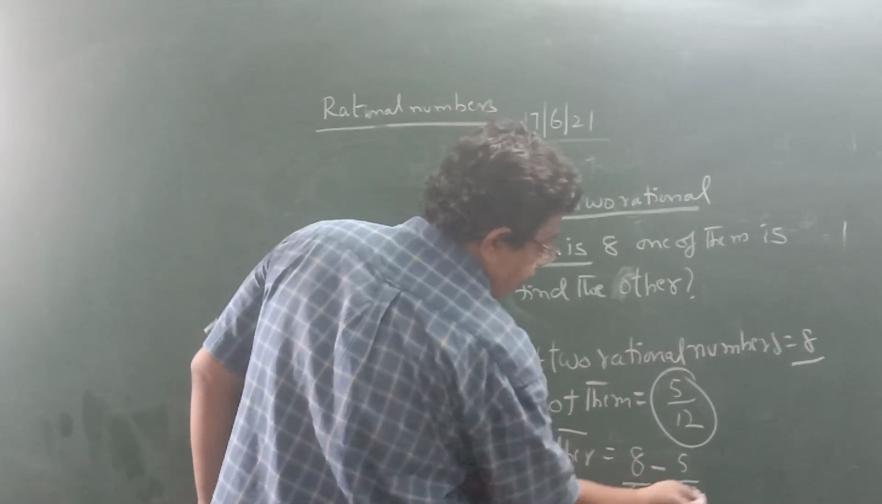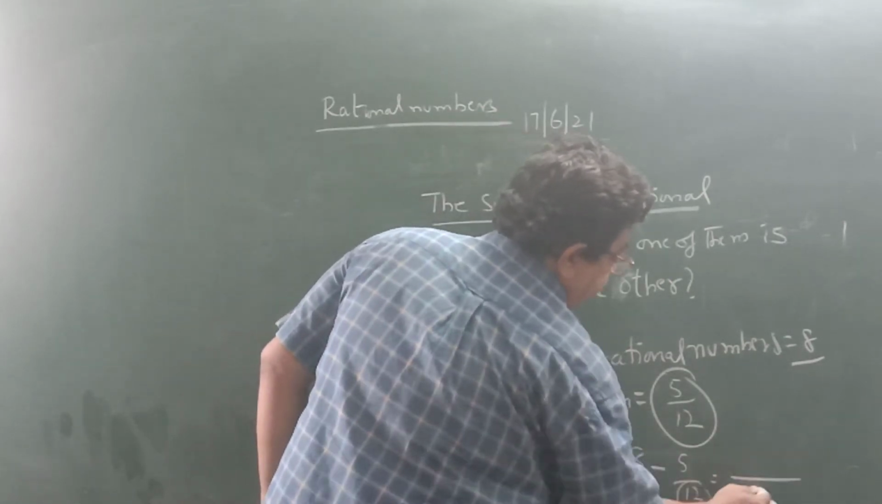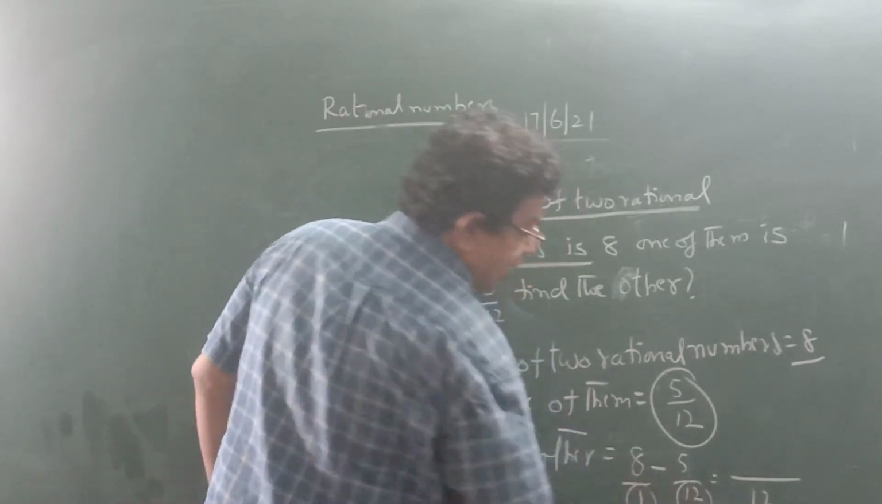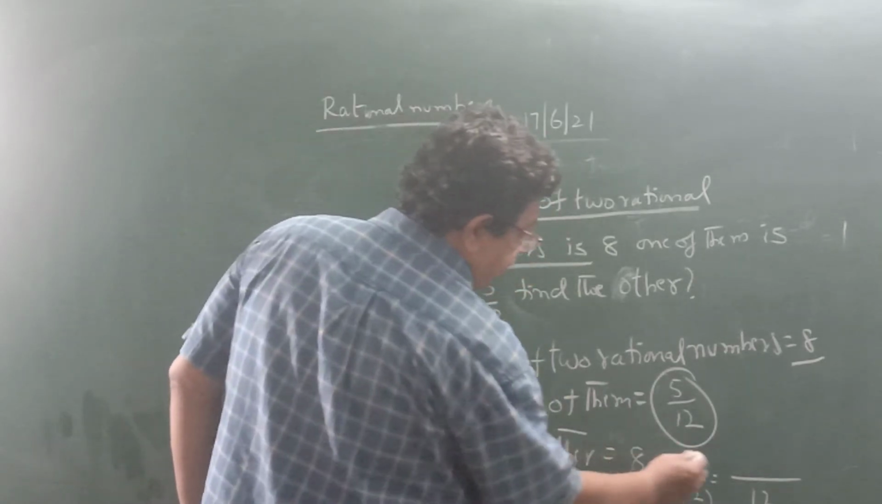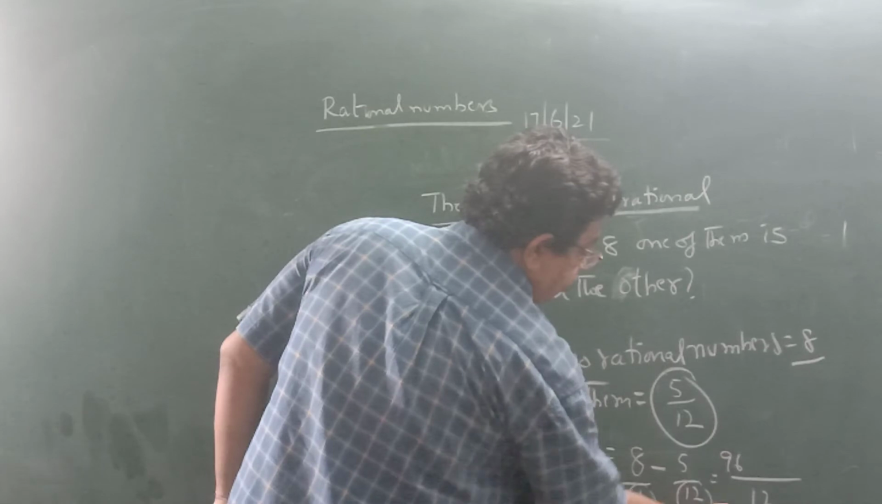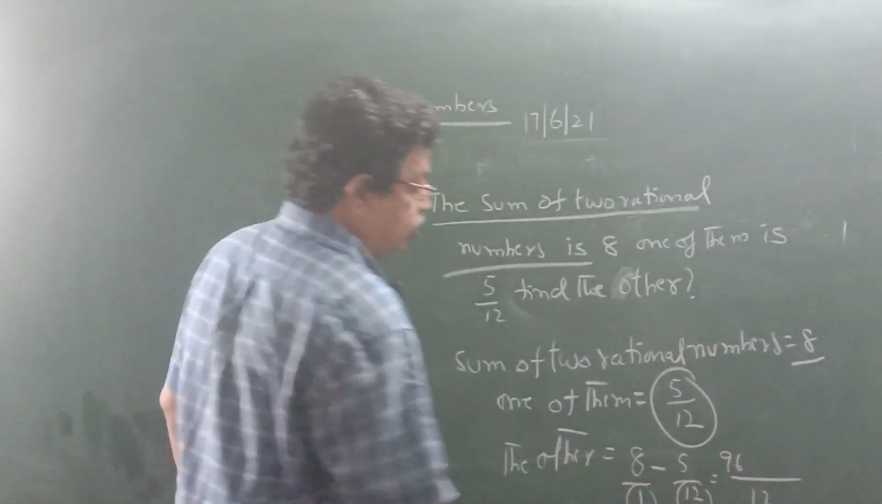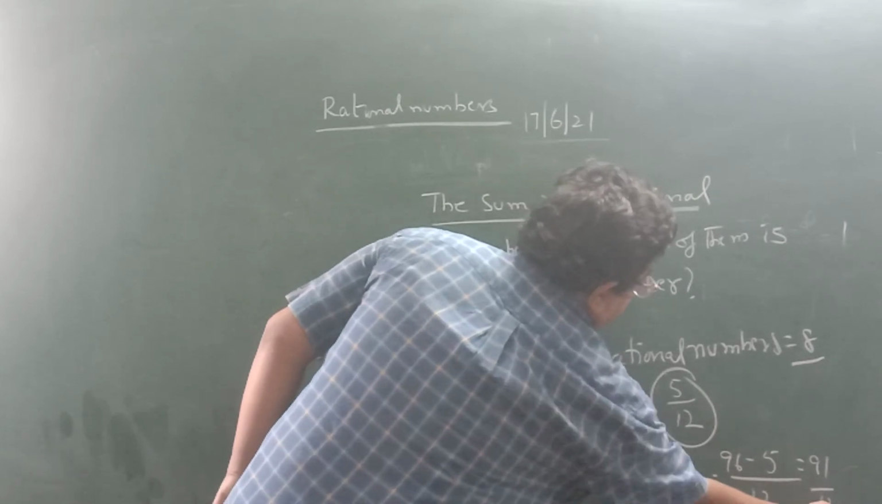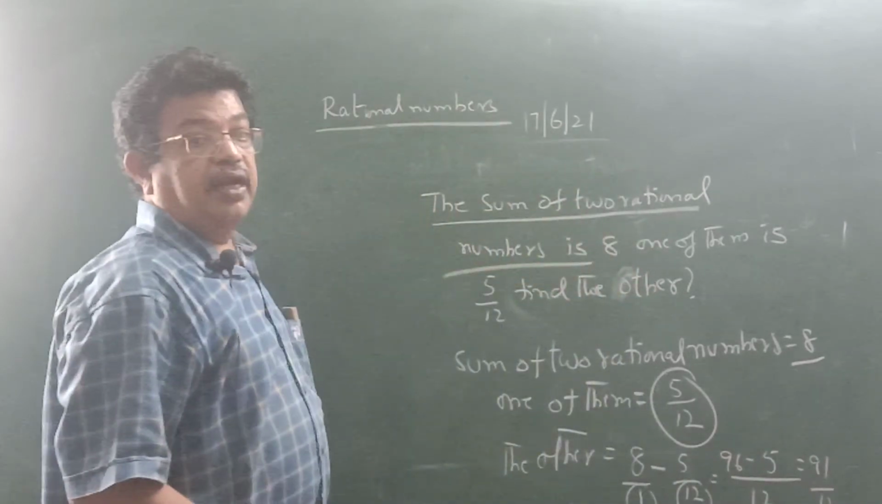Now for 1 and 12 you want to take the LCM. What is the LCM of 1 and 12? It is 12. 1 goes 12 how many times? 12 times. 12 into 8, 96. 12 goes 12 how many times? 1 time. So 1 into 5, 5. 96 minus 5, 91 by 12. So the other rational number is 91 by 12.